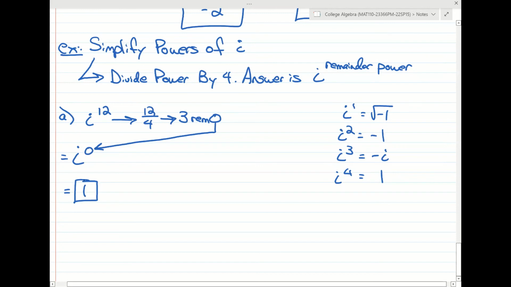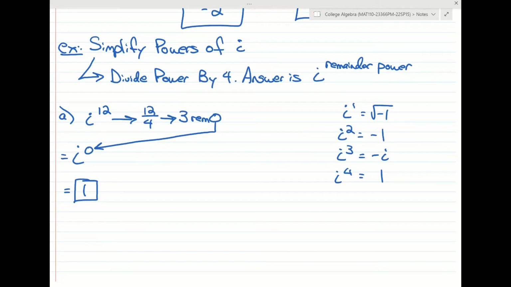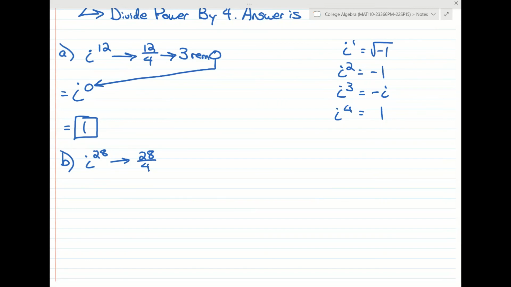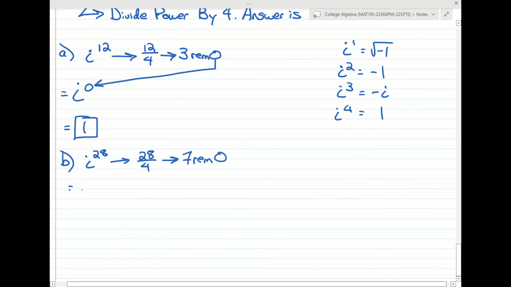If the remainder was 3, your answer would be i to the third. If your answer was 2, your answer would be i to the second. Let me show you with another problem. What about if we had i to the 28th? Divided by 4 is 7, remainder of 0. Your answer again is just i to the 0.